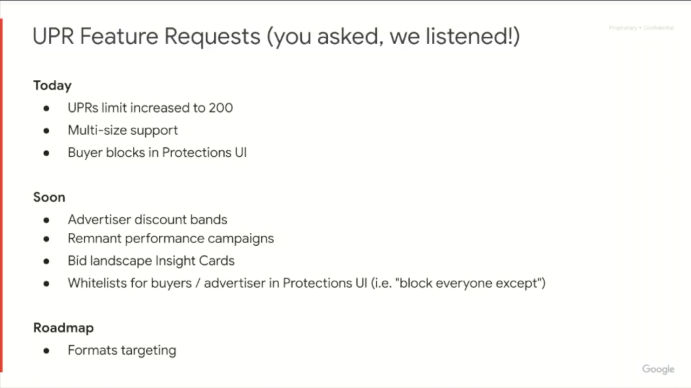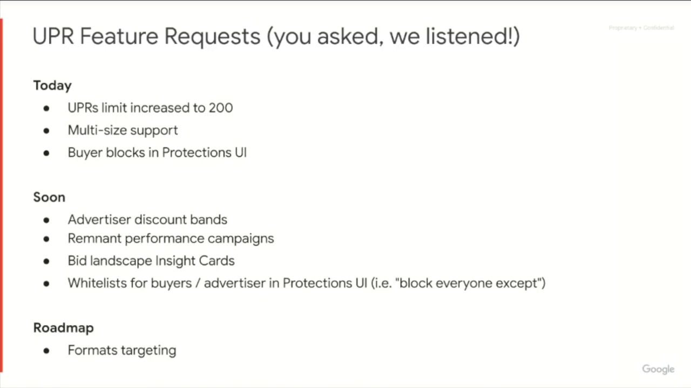And last, whitelist for buyers, advertisers within protections. So allow or block everybody except this one buyer, this one advertiser. We've seen some instances where publishers only want Google Ads, formerly known as AdWords, for example, to transact on a particular pocket of inventory. Yeah, very soon you'll be able to do that.